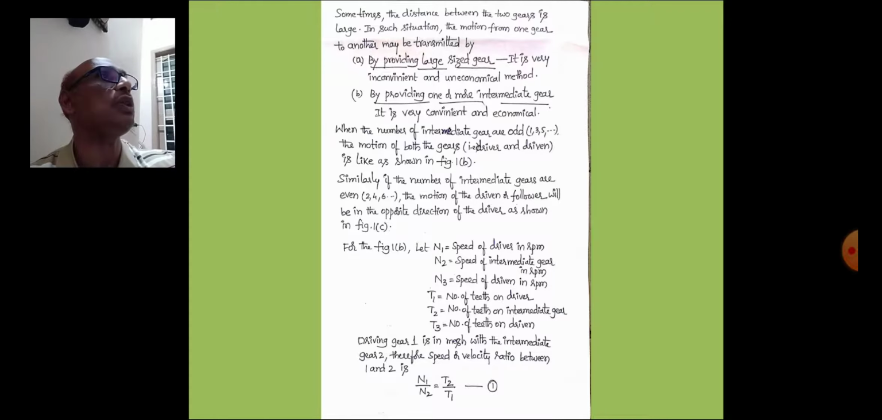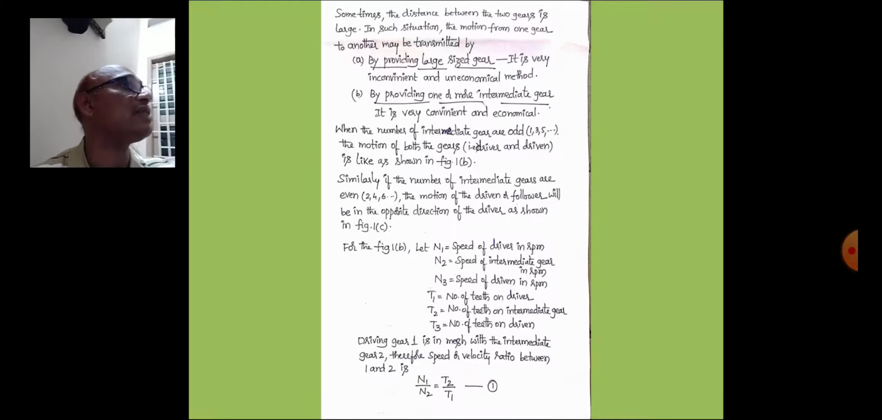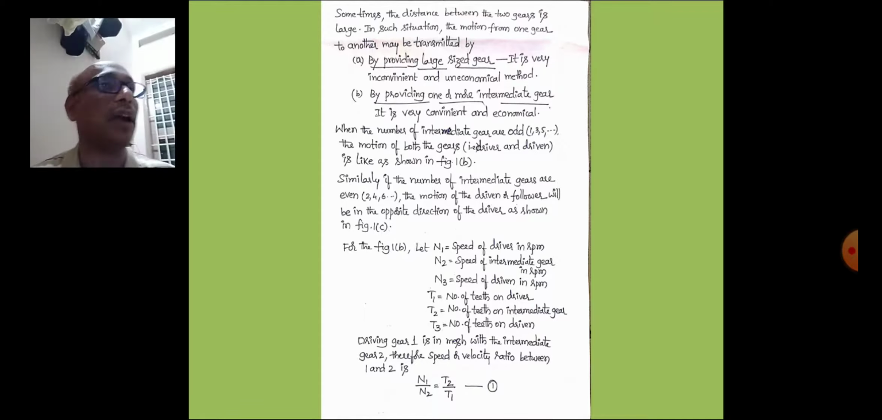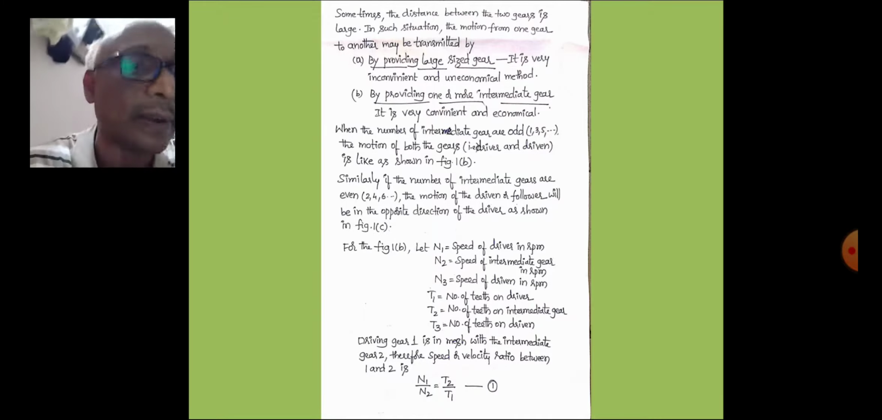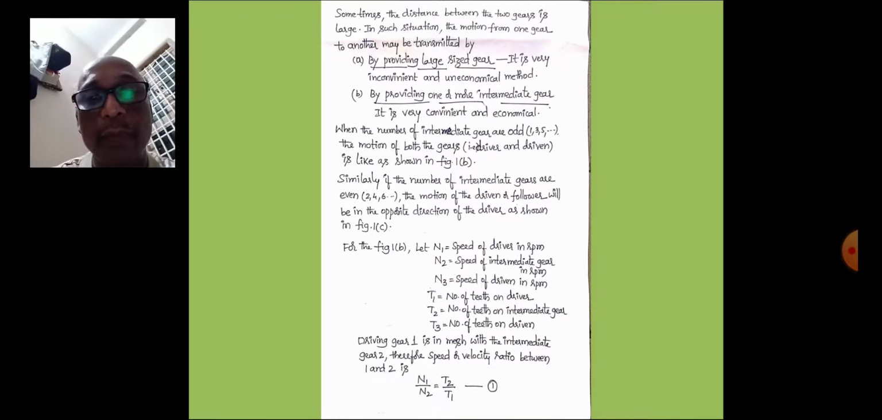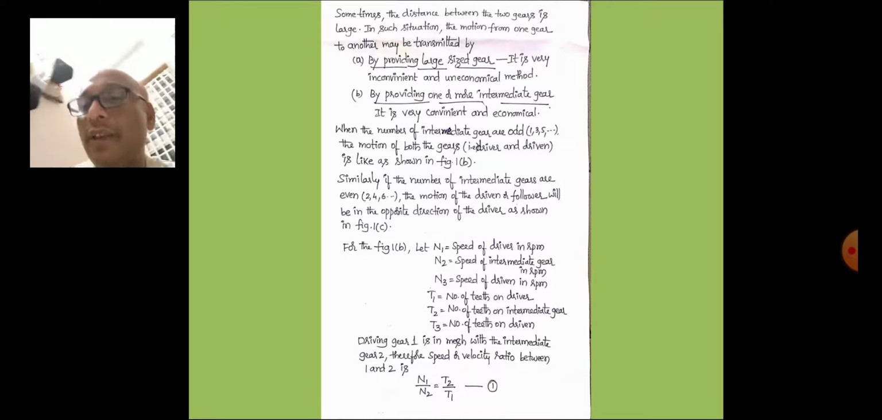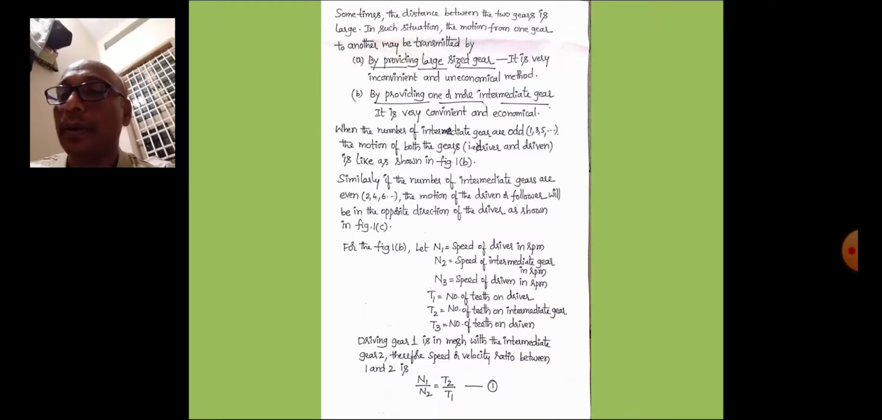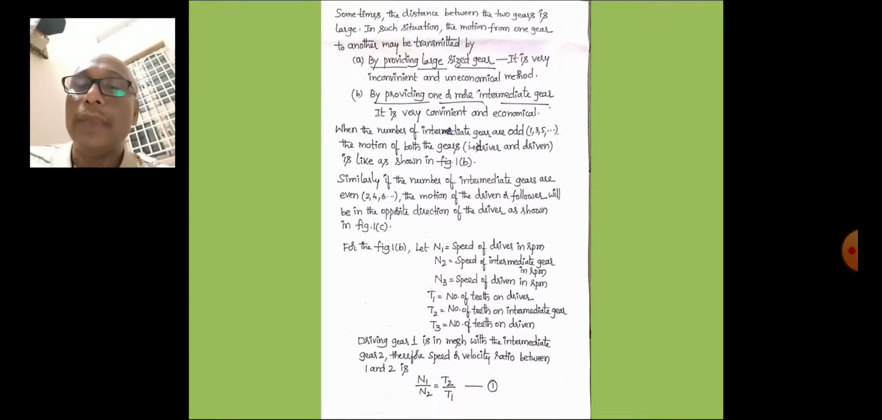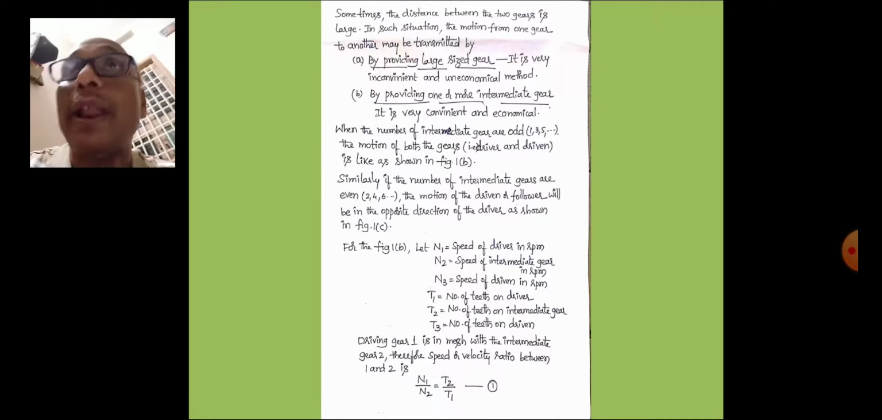If the distance between the two shafts is too large, in such cases, in addition to the driver and driven, in between we will use one or more than one gears, which are called intermediate gears. So when the number of intermediate gears is odd, suppose in between the driver and driven, if I look at figure number 1b, there is one intermediate gear. So the number of intermediate gears is 1, which is an odd number.